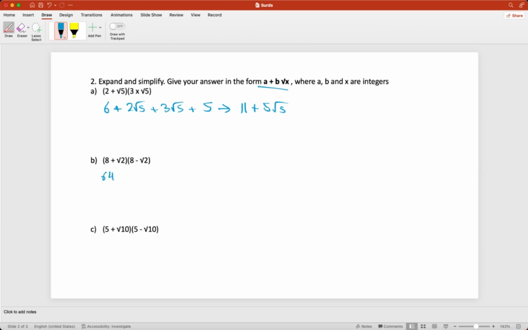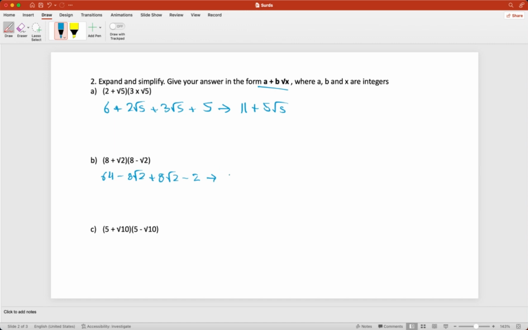8 times 8 is 64. 8 times minus square root 2 becomes minus 8 square root 2, and then plus 8 times square root 2, so plus 8 square root 2, and then square root 2 times minus square root 2 is minus 2.